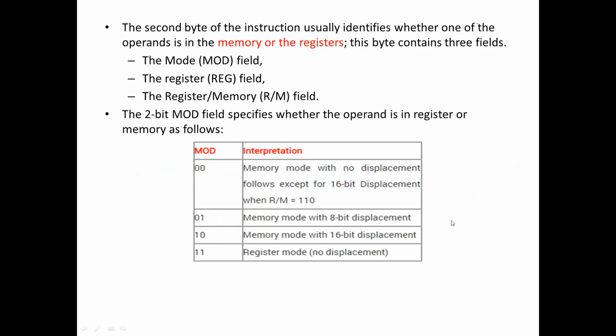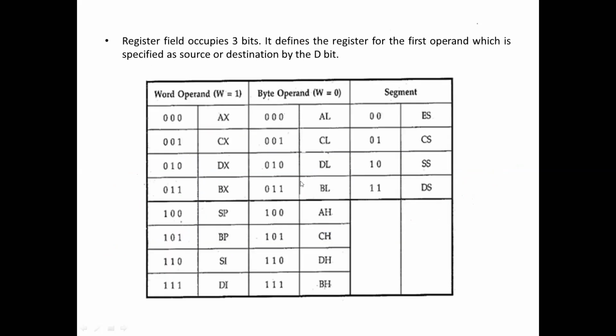Yes, ma'am. So the next field was the register field. For that, 3 bits are dedicated. Why are 3 bits dedicated? By using 3 bits we can have 8 different combinations from 000 to 111. And in the 8086 microprocessor, we know that we have 4 general purpose registers, AX to DX, the pointer registers SP and BP, and SI and DI. Mostly these registers are used in most of the operations.